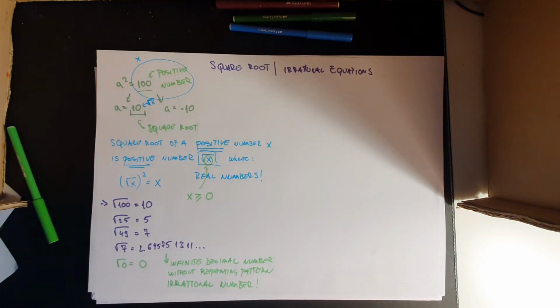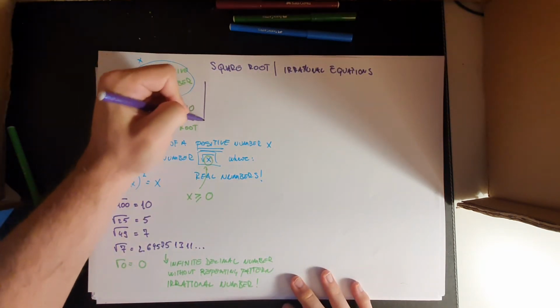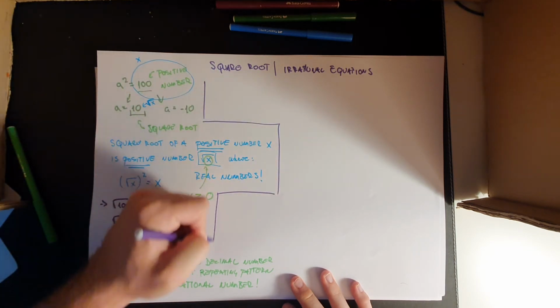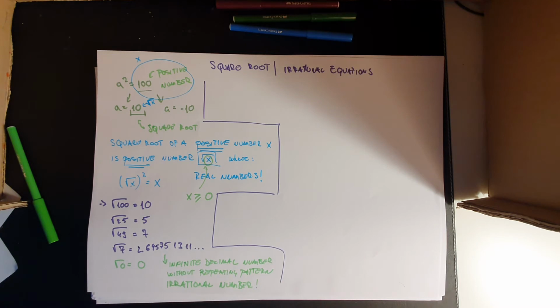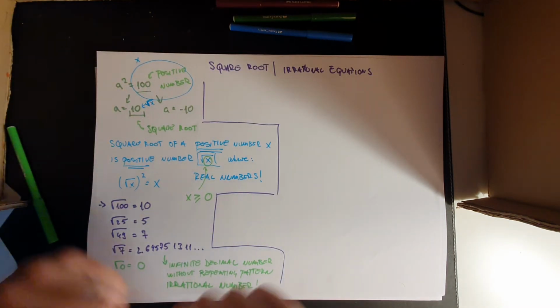Irrational equations. Now, of course, I'm going to separate these two parts. So this was the idea, the definition, the basics of square root. Now let's talk about equations themselves. Let's start with something simple. Let's start with task 1.